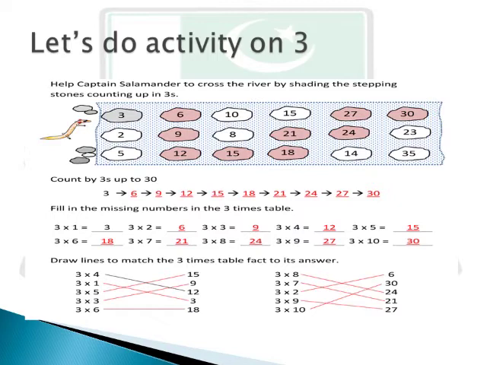So solve this, fill in the missing numbers in the 3 times table. 3 ones are 3, 3 twos are 6, 3 threes are 9, 3 fours are 12, 3 fives are 15, 3 sixes are 18, 3 sevens are 21, 3 eights are 24, 3 nines are 27, 3 tens are 30. Excellent. Now do this matching by yourself.